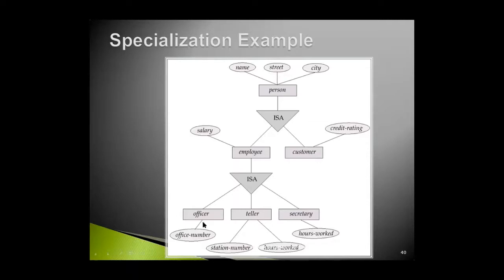So the officer table will be built separately, similarly tailor and secretary. You can see the office number is an attribute attached to the officer entity set. Then you can see station number or the hours worked is attached to the tailor entity set, and for the secretary entity set, hours worked is attached, right?